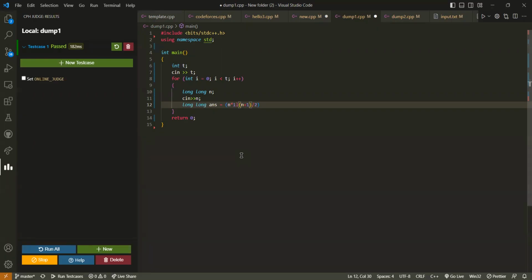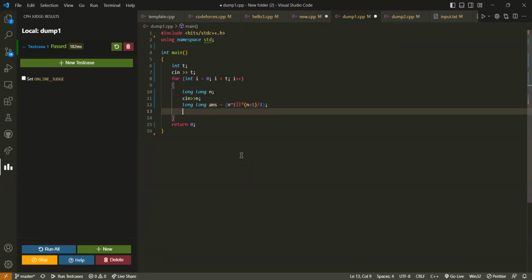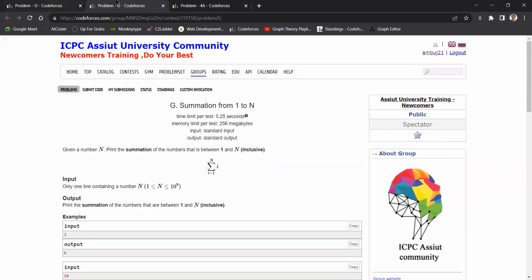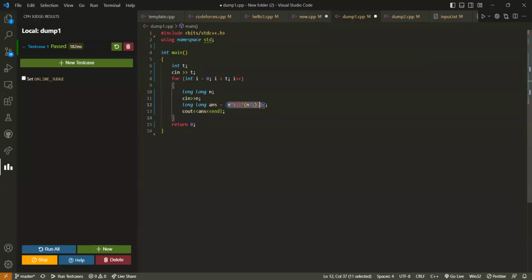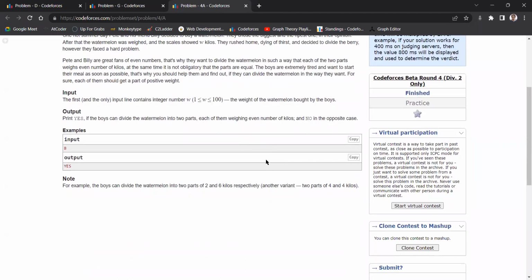So this problem was same as the previous problem. Without explaining this thing, everyone knows the summation from 1 to n is n into n plus 1 by 2. So I did that thing only. Long answer is equal to n into n plus 1 by 2, and I printed the answer. Is the problem clear to everyone? Yes, sir.